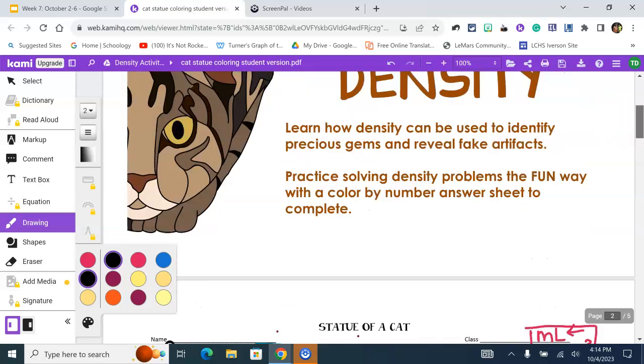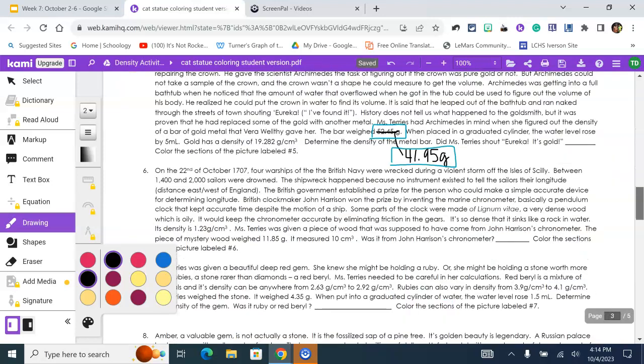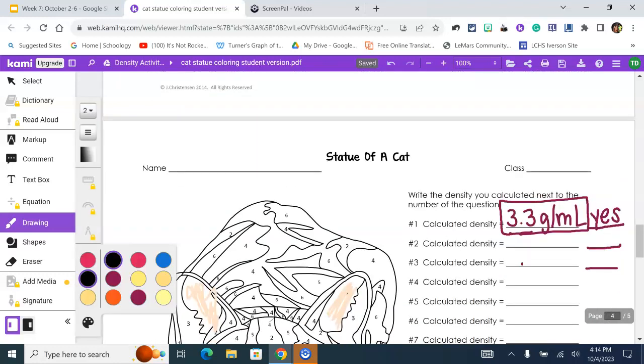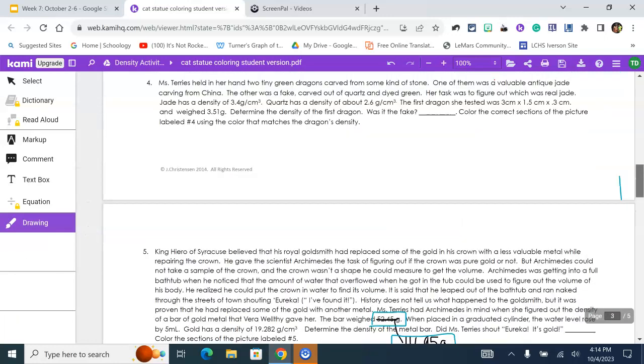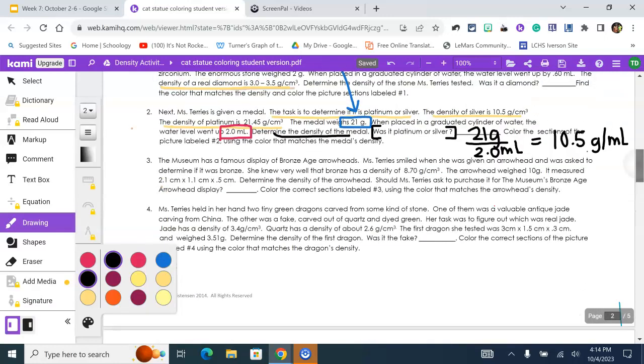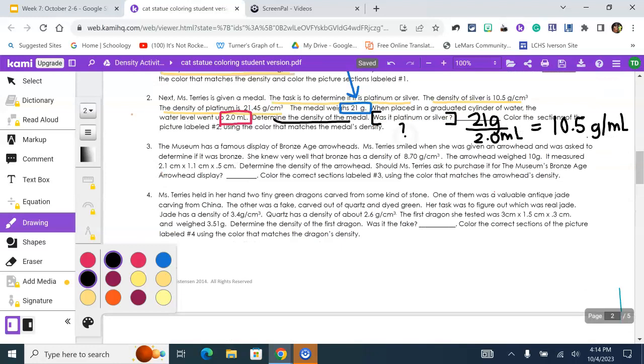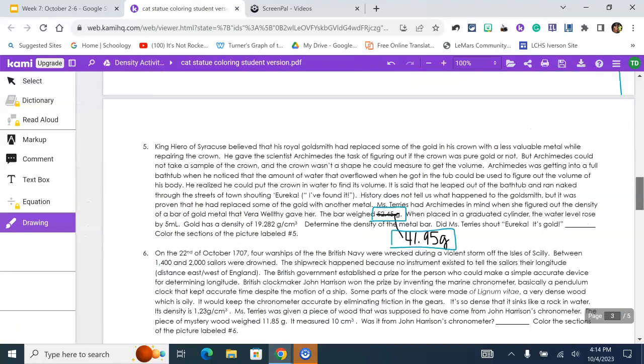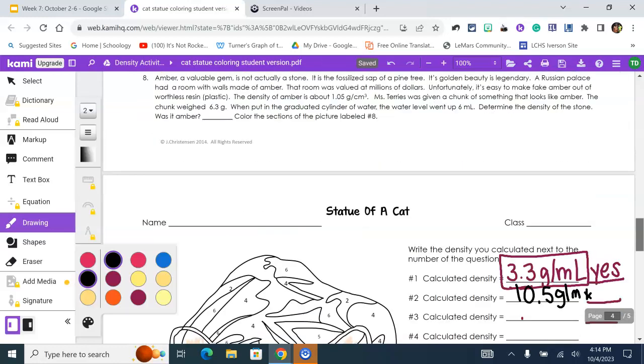So I'm going to go down to my cat statue. In number 2, the calculated density is 10.5 grams per milliliter. And then I need to go back and answer the question. The question is, was it platinum or silver? Well, 10.5 matches the density of silver. So I'm going to write silver.